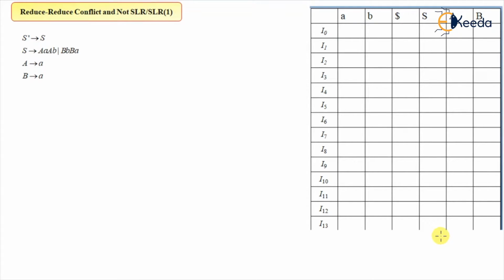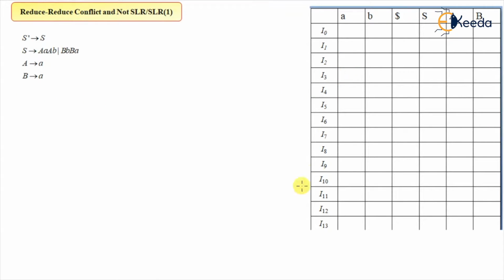Welcome again, and this is the next section, and in this section we are going to learn about this reduce conflict in the context of SLR. So till now we have seen two examples, and both examples are in SLR. This is the example where we will see the not SLR condition, and that will arise due to this reduce conflict. Okay, so this is my example, and this is the table.